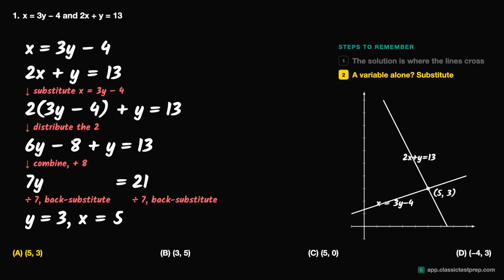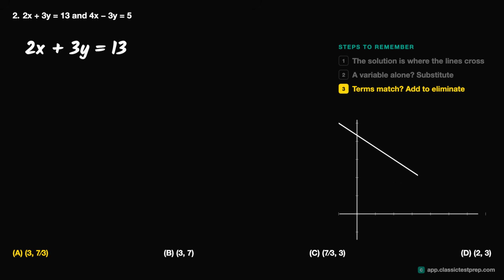If you're going to use substitution, make sure you use parentheses so that you'll remember to distribute. In the equation we just did, we used parentheses around 3y minus 4, so we remembered to distribute the 2 to each term. We got 6y minus 8, not 6y minus 4, which is a common mistake people make when doing substitution.